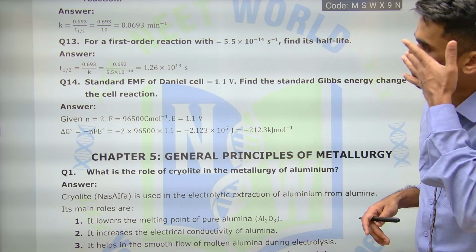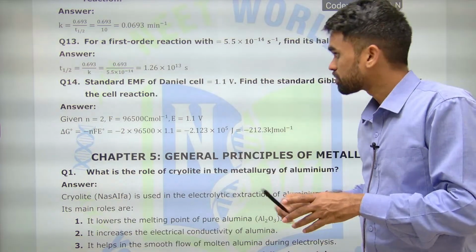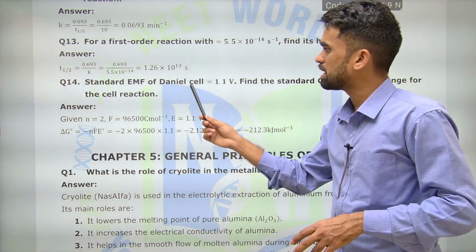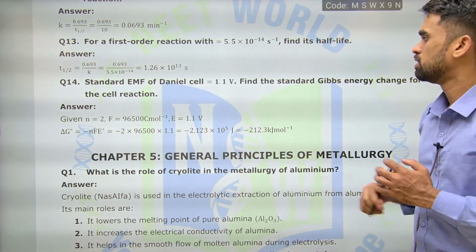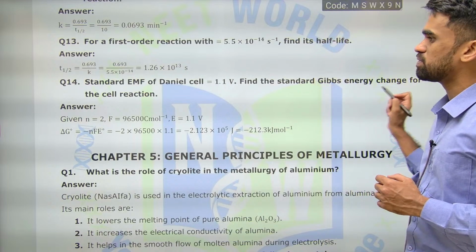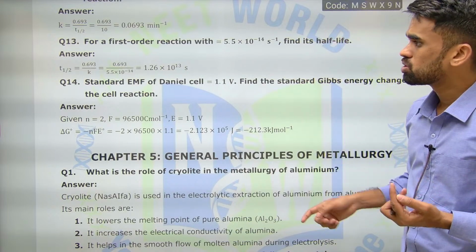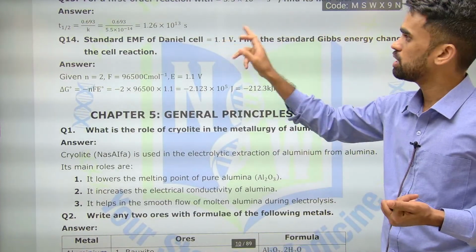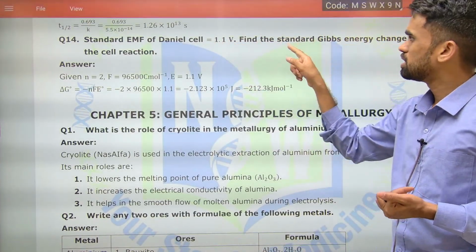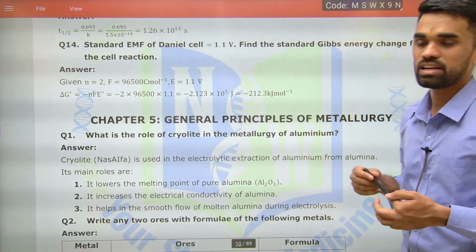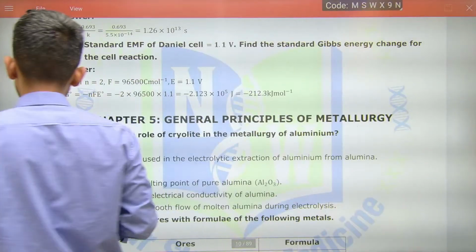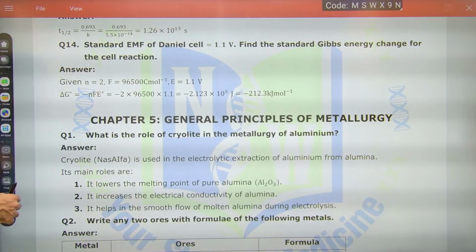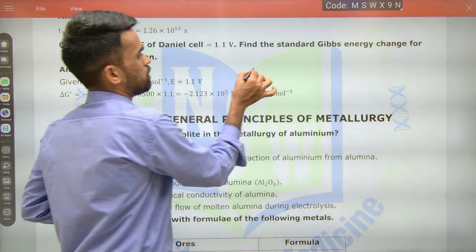Okay, the next question: the standard EMF of Daniel cell is 1.1 volt. What is the standard Gibbs free energy change for this cell reaction? So what we are saying is the standard EMF of the Daniel cell is this much, so E naught of that cell is this much. Then find the standard Gibbs free energy. Just now I told you the formula. So what is that formula I have given?